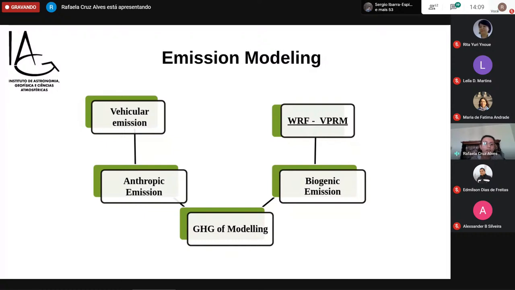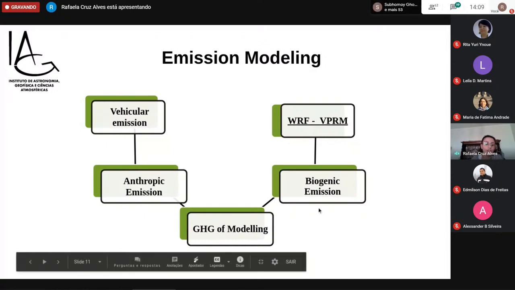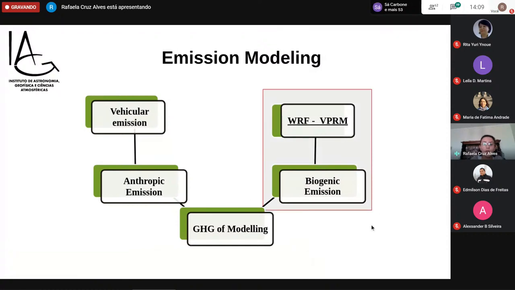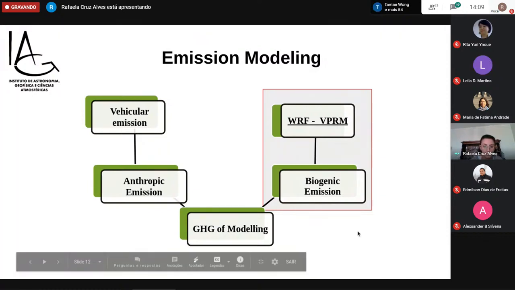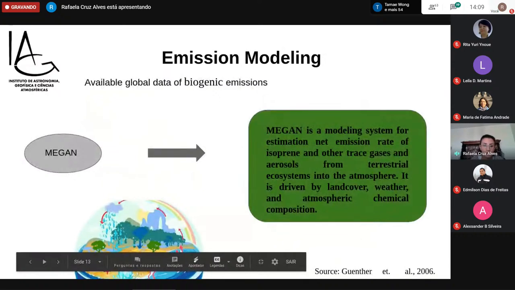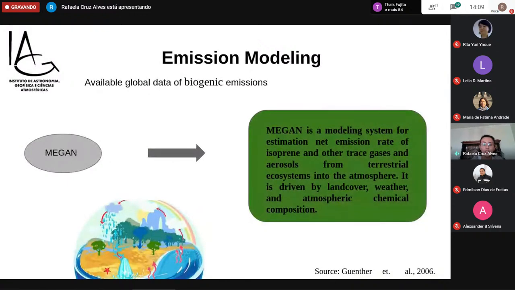In summary, greenhouse gases, biogenic emissions, and anthropic emissions are required for the modeling. I present some global emission data of biogenic sources available for modeling now. One example is MEGAN. MEGAN is a modeling system to estimate the net emission rate of isoprene and other trace gases and aerosols from a terrestrial ecosystem into the atmosphere. It is driven by the land cover, weather, and the atmospheric chemical composition.